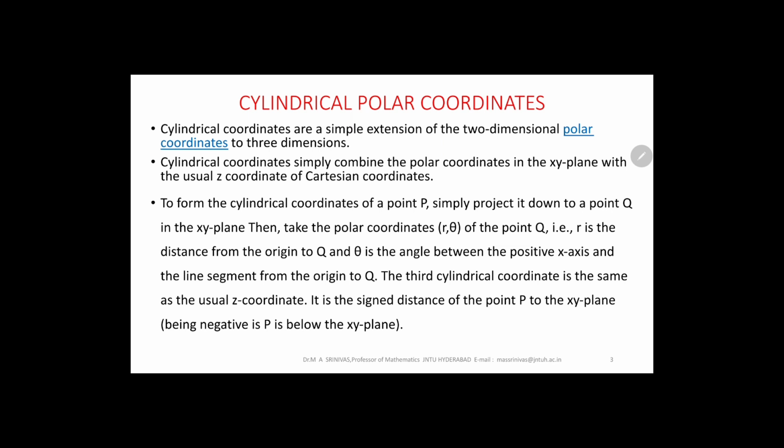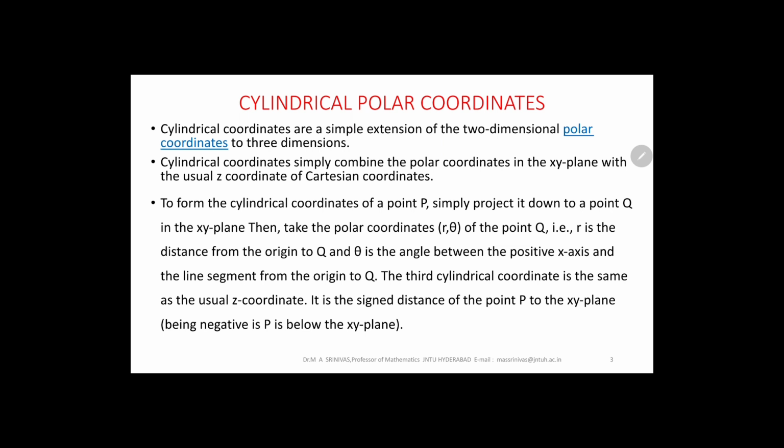So, the cylindrical polar coordinates are in three dimensions. To identify a point, we have one Cartesian coordinate system, which we know from three-dimensional geometry. In addition to that Cartesian coordinate system, we have another two systems to identify a point in three dimensions. They are cylindrical polar coordinates and spherical polar coordinates. In this lecture, we will concentrate only on cylindrical polar coordinates. In the next lecture, we will see the spherical polar coordinates.